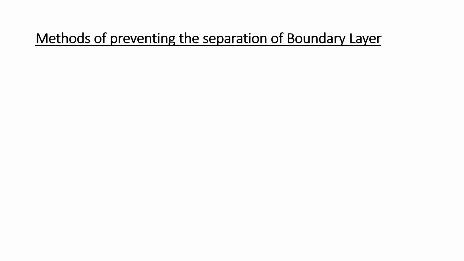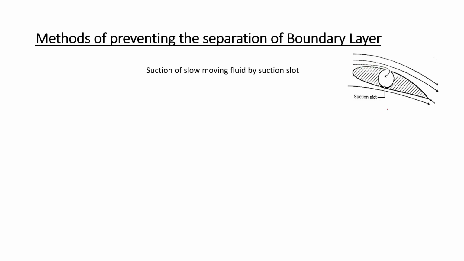So what are the various methods of preventing the separation of a boundary layer? Because of the separation of the boundary layer, there is a lot of drag, because of the formation of the wake region and a low pressure zone. So how to prevent the separation of boundary layer? First method is suction of slow moving fluid by a suction slot. You can see in the figure, this is a suction slot. The slow moving fluid is sucked into this suction slot. This is one method of preventing the separation of boundary layer.